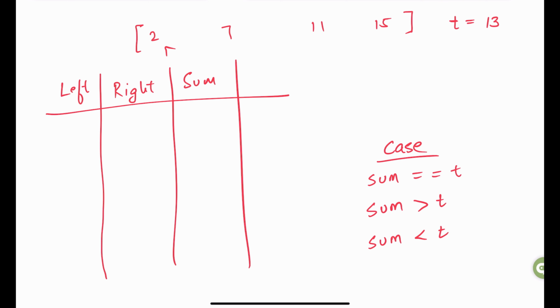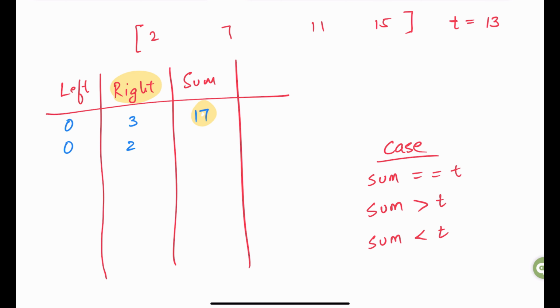To start with, left will be pointing at the first number and the right will be pointing at the last number. So the corresponding values will be 0 and 3. We'll use the 0 index values for now. Calculating the sum of the two numbers, the total is 17. As the sum is greater than the target given to us, we'll decrement the right pointer. So for the next run, my left will still be 0 and right will become 2.